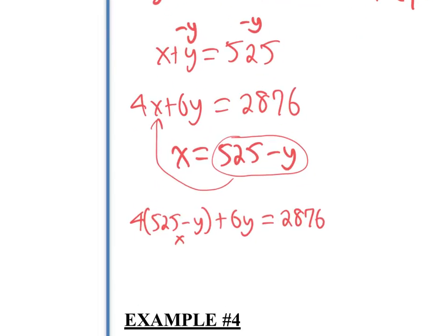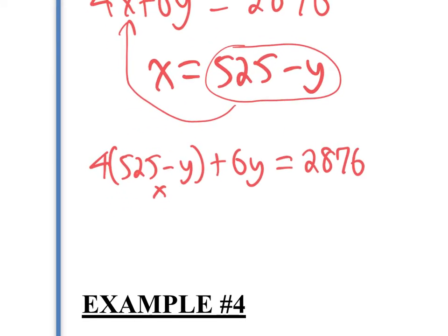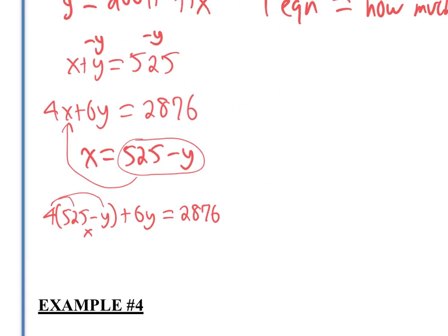Okay. Now we need to solve this. Anything to simplify here? Do we have anything to distribute? We do. We have the 4. We're going to distribute the 4 to this and the 4 to that. So 4 times 525 is 2,100. 4 times negative Y is negative 4Y. Plus 6Y equals 2,876.